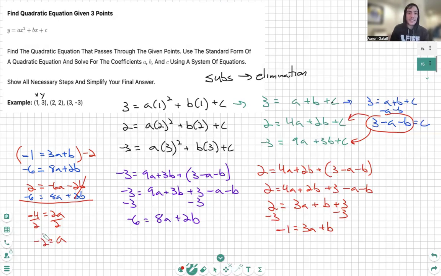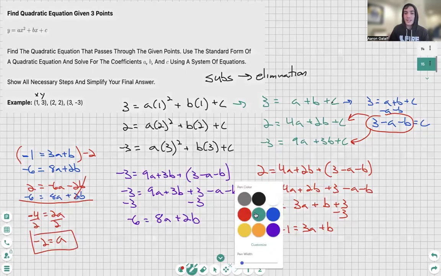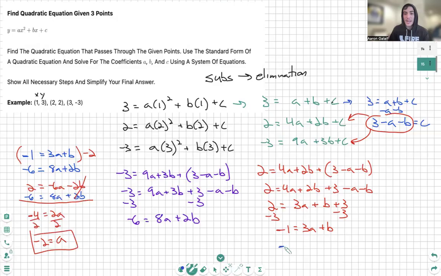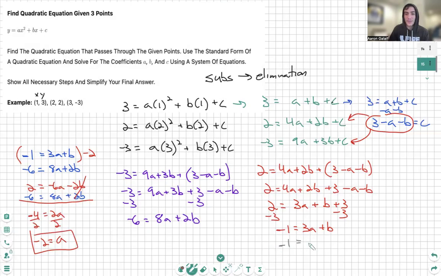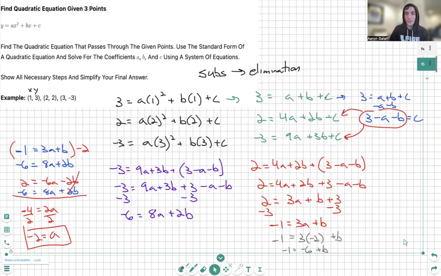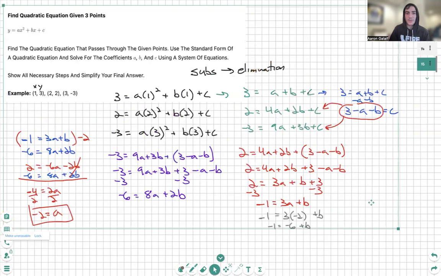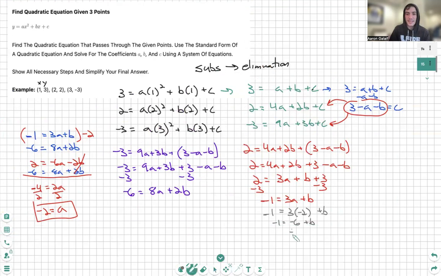Perfect. Now that's easy. We can substitute that back in for our other equation where we just have a and b. So let's make a box. And now let's plug that into our other equation. Negative 1 equals 3 times negative 2 plus b. Negative 1 equals negative 6 plus b. We're going to add 6 to both sides, but let's make everything a little smaller really fast, just so we have some extra room. We add 6 to the other side, and we see b is equal to 5.